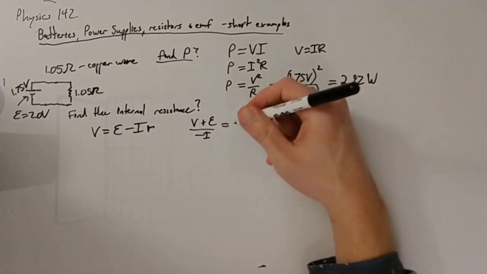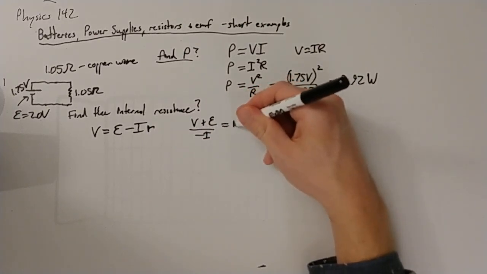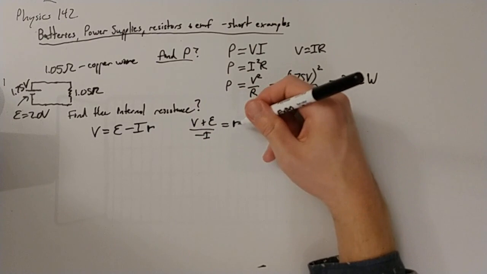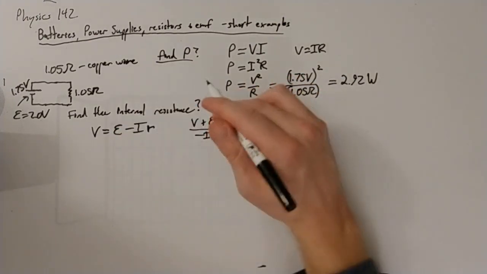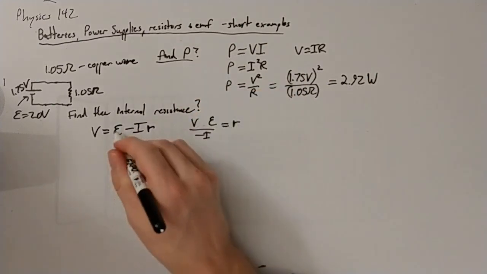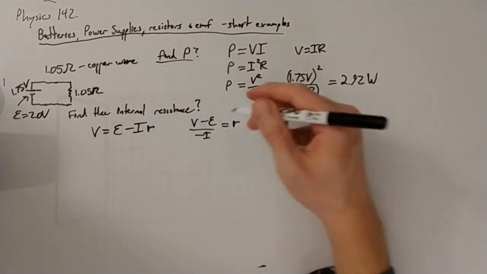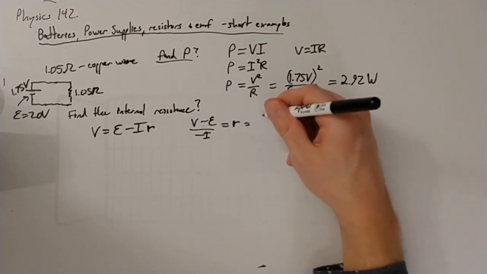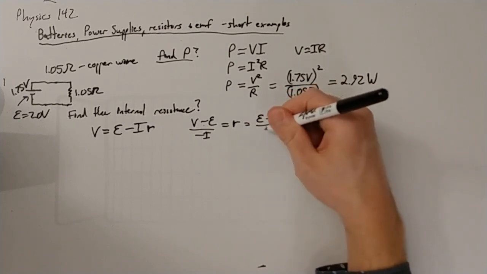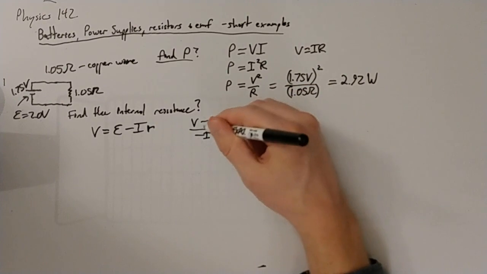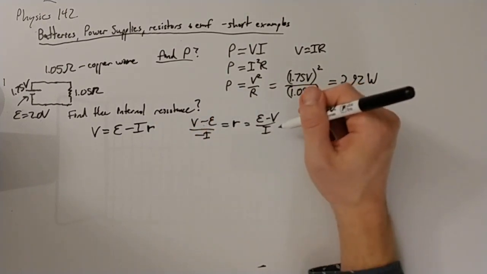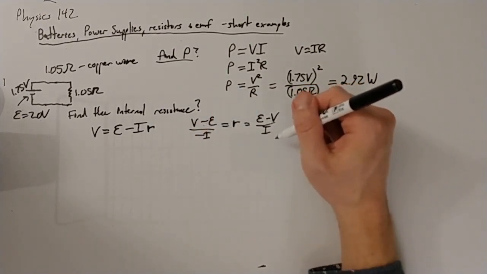That will give us R, right? Or if we, that's V minus EMF, I move this over to the other side, V minus EMF divided by minus I, so we could write that as EMF minus V divided by I, right? Just dividing both sides there by -1, or multiplying them both by -1.